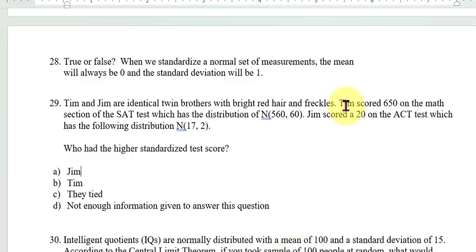All right, so the first z-score for Tim is going to be his score, 650, minus the group mean of 560. So that is 90 on top, divided by 60 on bottom. So 90 divided by 60 is 1.5. So remember that. Tim, his z-score, his standardized score, is 1.5. Switching to Jim. The top of the fraction is 20 minus 17, which is 3, divided by the standard deviation of 2. 3 divided by 2 is 1.5. So they both got 1.5. So they tied. That's how that works.